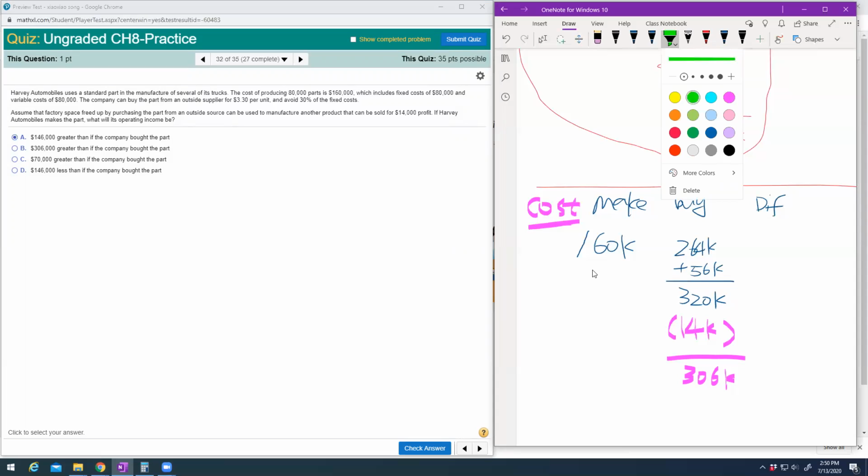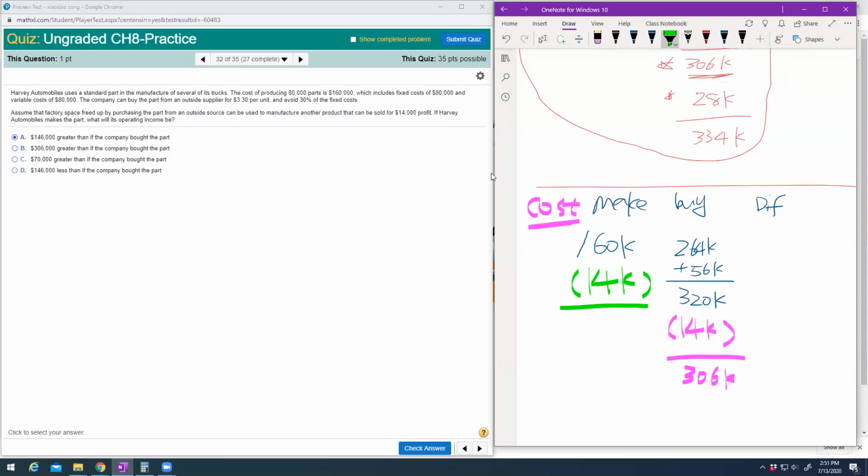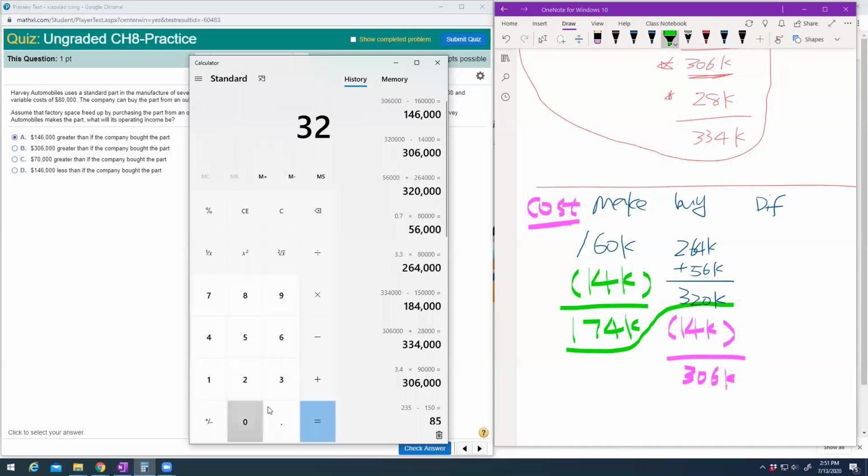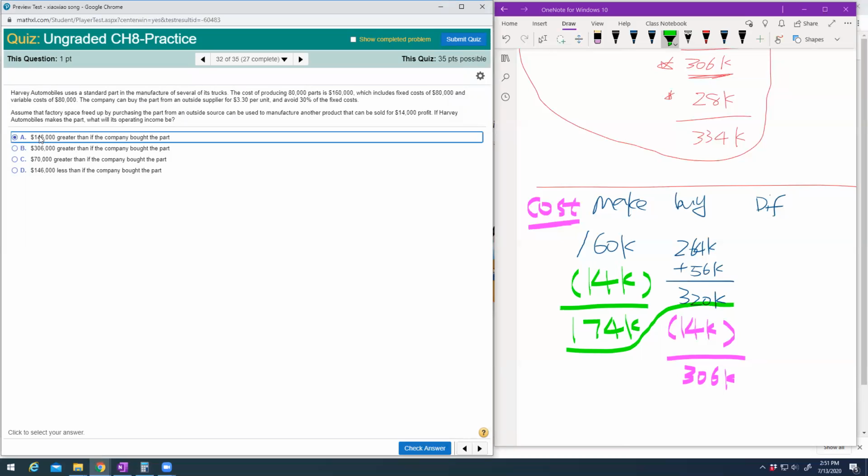Another way to work on it is, we think about this as the opportunity cost of make, because if you make it, you cannot produce this product, and you lose the opportunity of earning this 14,000. So in this case, your total make will be 174,000. And you compare this with your 320,000, so 320,000 minus 174,000. The difference is still 146,000. Our answer will be the same, no matter which method you use. Okay, next one.